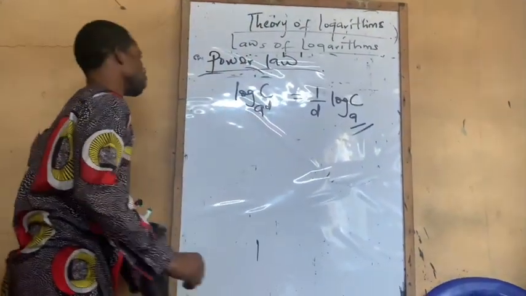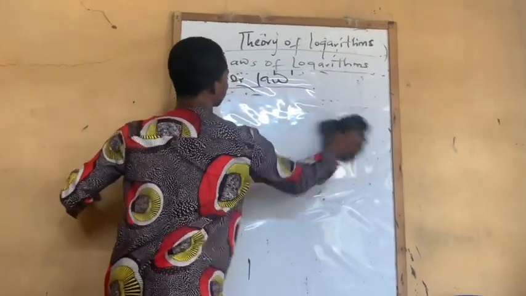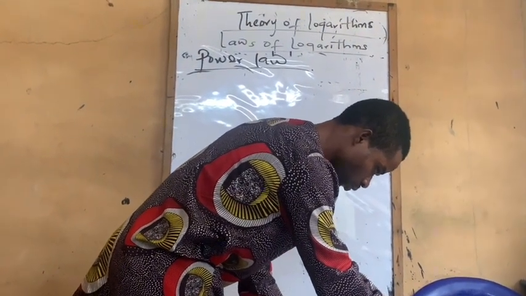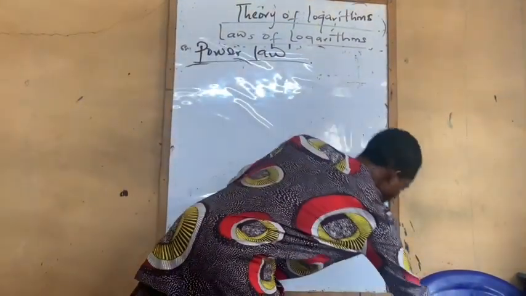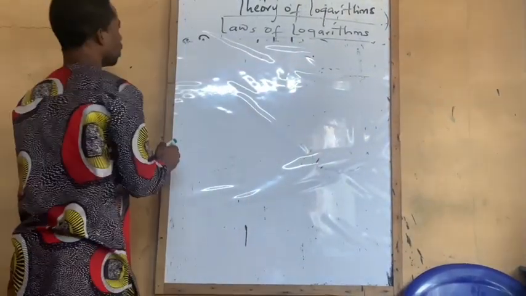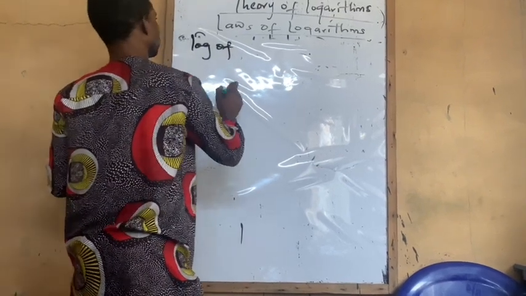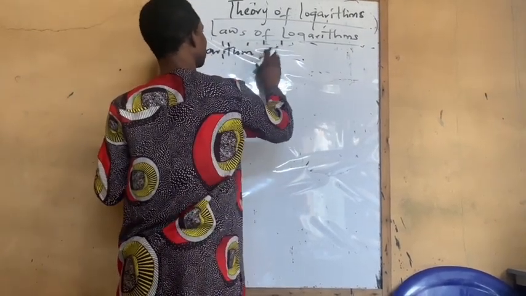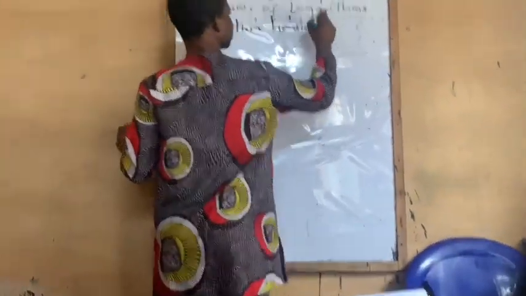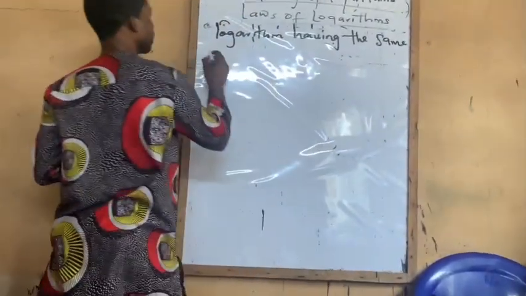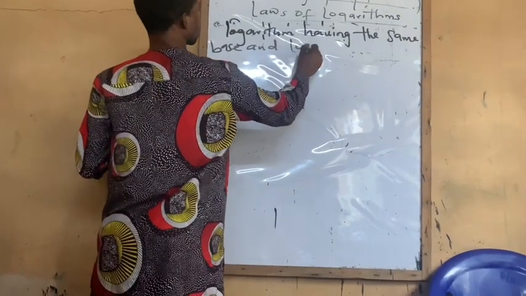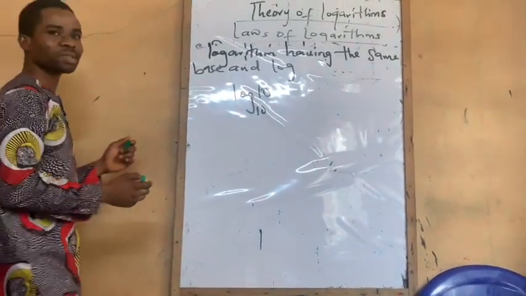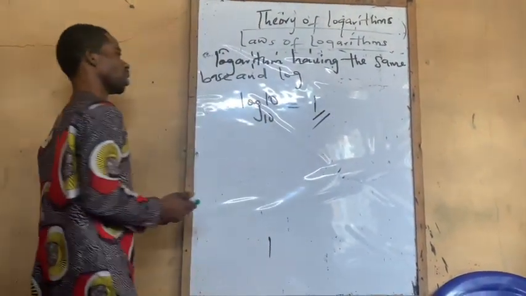Now, another thing. What do we need to know? Another law that we need to know in the logarithms aspect. There's a case whereby logarithms will have the same base. Another law like that: when you have like log 10 base 10, what does that mean? Anytime you are having the same log with the base, the answer will always be 1.